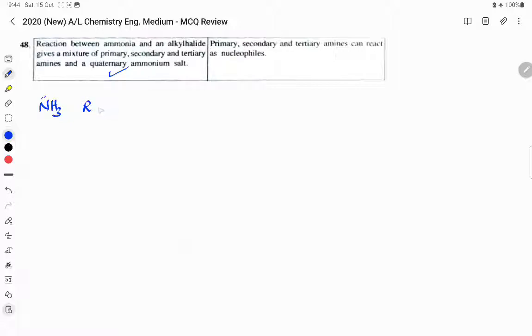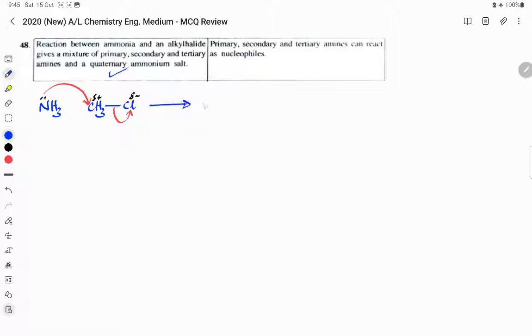Let's say this is our alkyl halide. Let's take an example so we can understand that easily. Let's say our alkyl halide is CH3Cl. Since it is polar, this carbon will be delta plus and this will be delta minus. So the lone pair on the nitrogen will attack this carbon. It's a nucleophilic substitution reaction. This chlorine goes and the ammonia joins with the carbon of the alkyl halide.